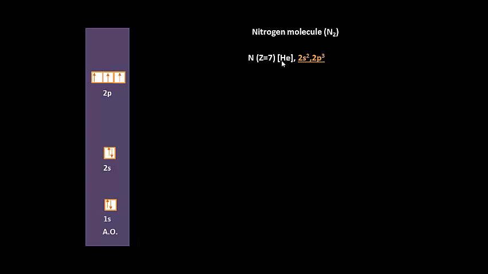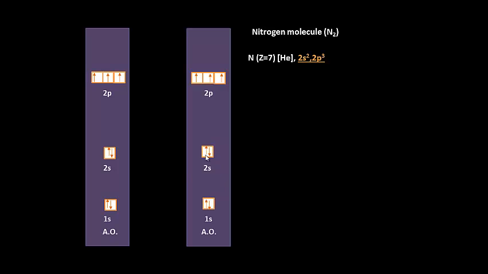As it is a nitrogen molecule, we need to consider another nitrogen atom. And the energy of 1s orbital of both these nitrogen atoms is equal. And also the 2s and 2p orbitals will have equal energy. As molecular orbitals are formed from these atomic orbitals, we need to combine them and form molecular orbitals.